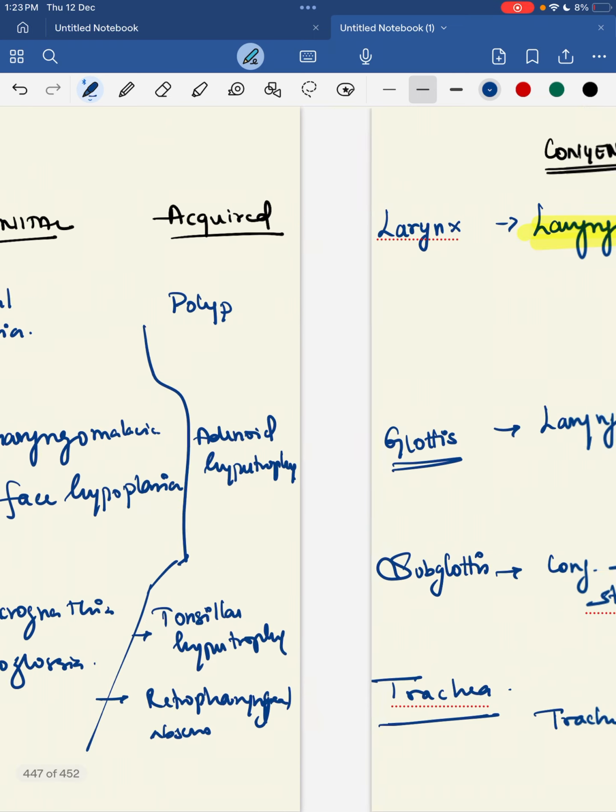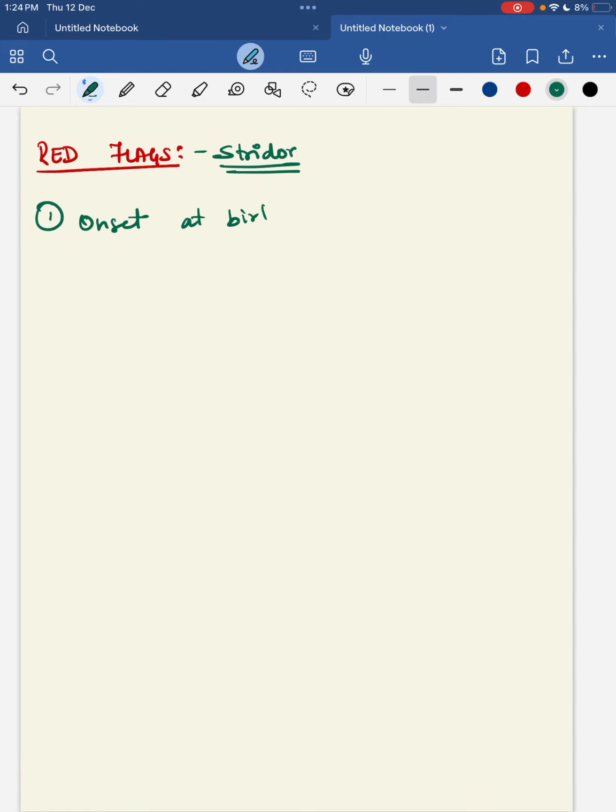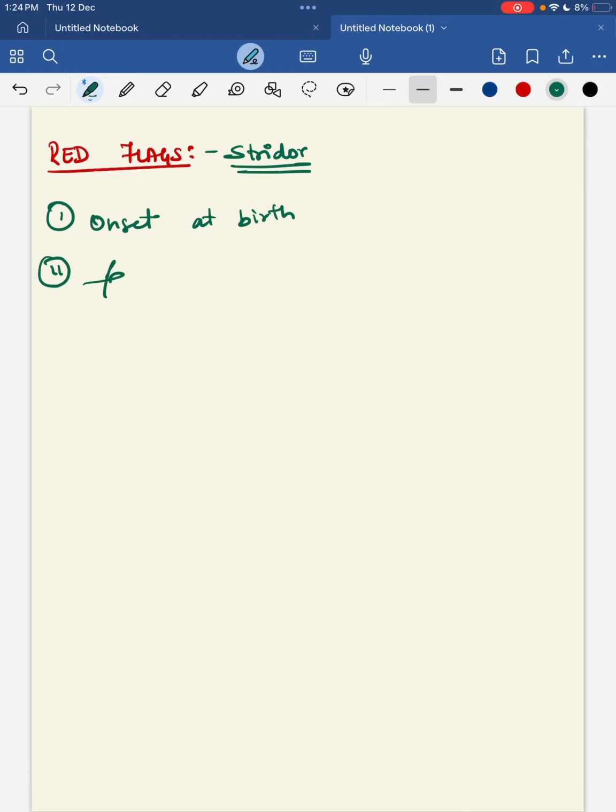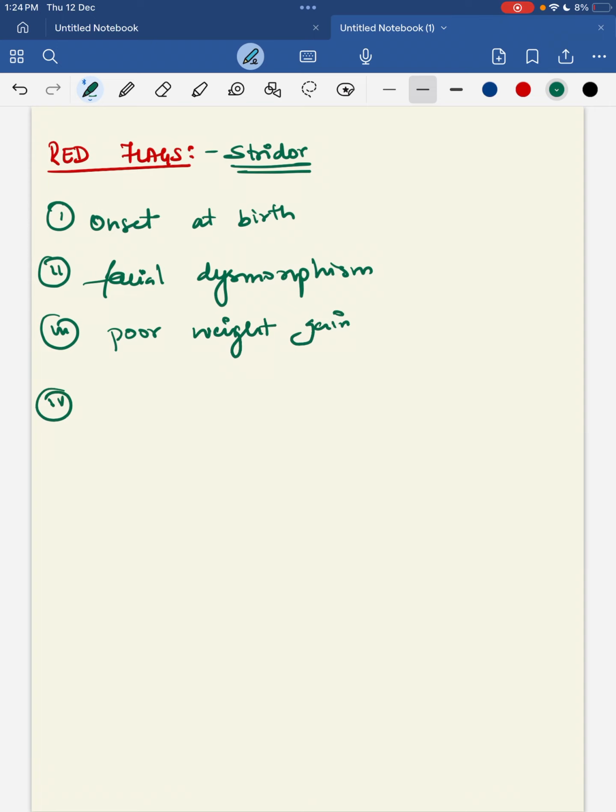Second, when the child is having facial dysmorphism. Third, when the child is having poor weight gain. Fourth is your history of prior intubation. Fifth, when the child has hypophonia or aphonia. Sixth, when the child is having recurrent apneic episodes. So these are the red flags associated with the stridor. Suppose if the child is having atypical features or these red flags, they need additional investigations.